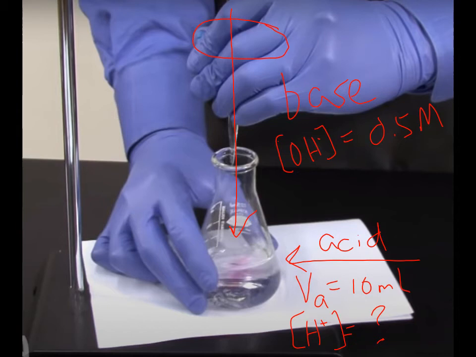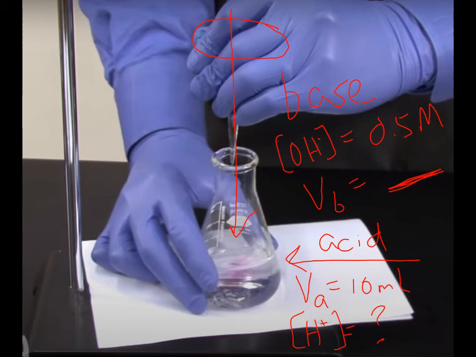Now, as we are adding the base, we're going to be able to figure out the exact volume of base that we put in there. So when we're done with the experiment, we'll have a number for this. We don't have it yet. We're in the middle of the experiment here. We're still going along, but eventually we're going to know that number.